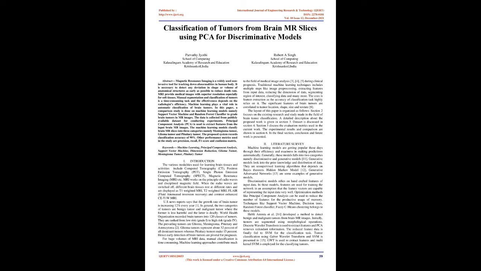US News Reports says that the growth rate of brain tumors is increasing 12% every year. In general, the two categories of tumors are benign tumor and malignant tumor, where the former is less harmful and the latter is deadly. The World Health Organization recorded brain tumors into 120 classes of tumors. They are ranked from low risk, grade I, to high risk, grade 4. The prevailing tumors are glioma, meningioma, pituitary, and astrocytoma II. Glioma tumors represent about 52% of all dominant tumors, whereas pituitary tumors make up 15%.